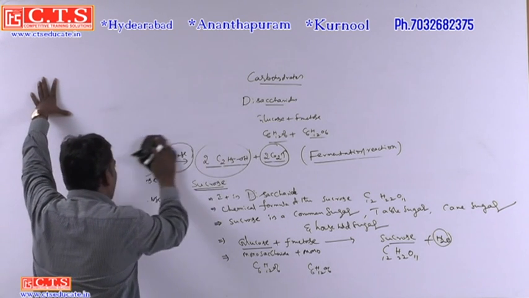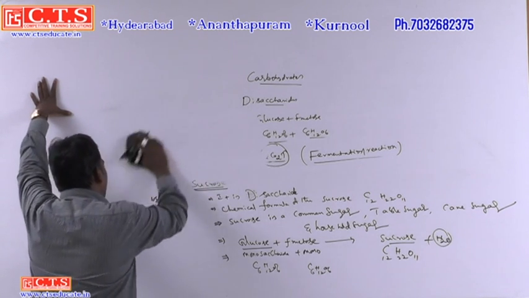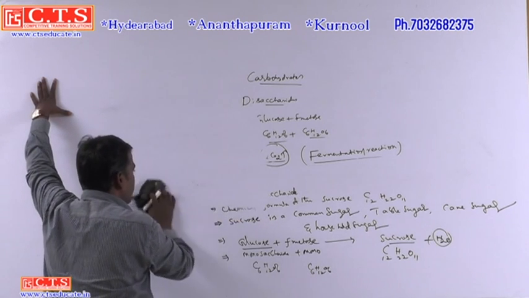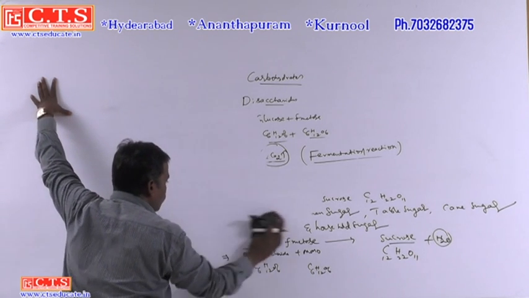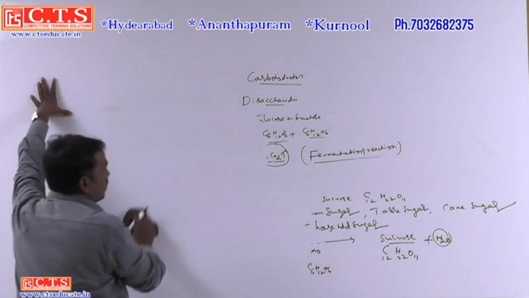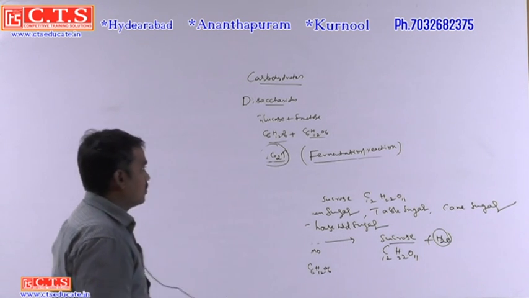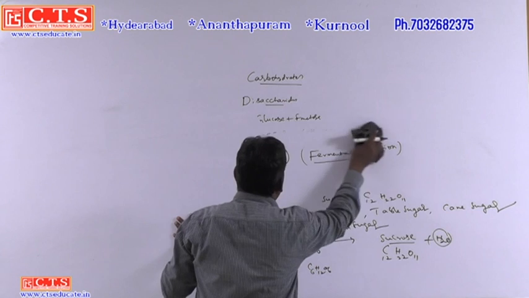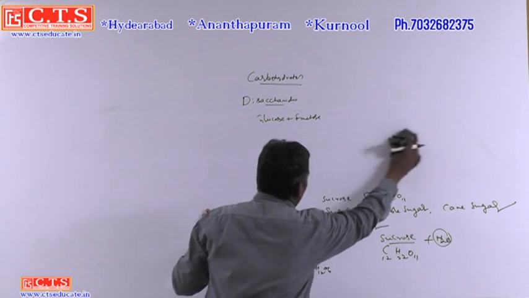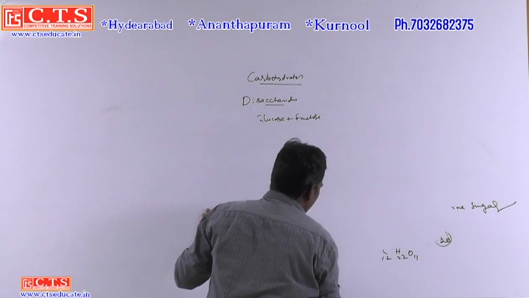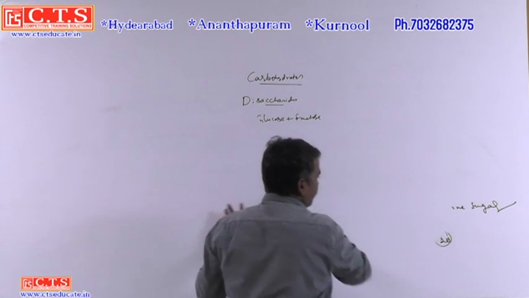A competitive exam question: the common sugar chemical formula or sucrose chemical formula is C12H22O11. It is sucrose.